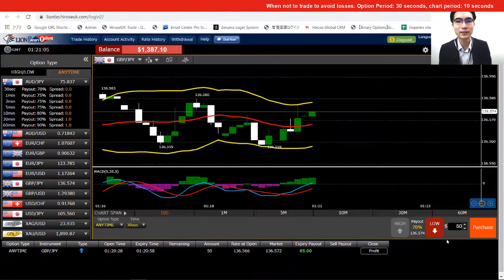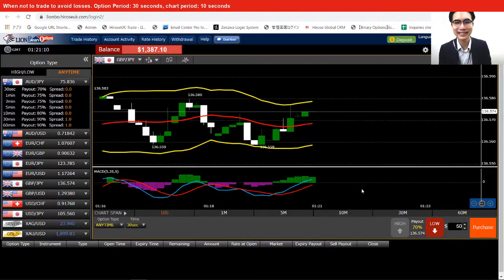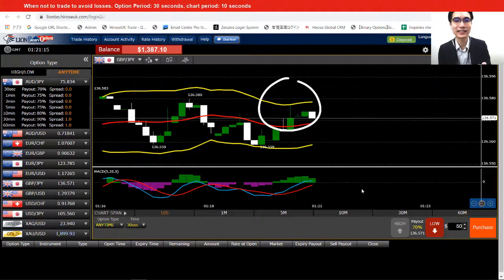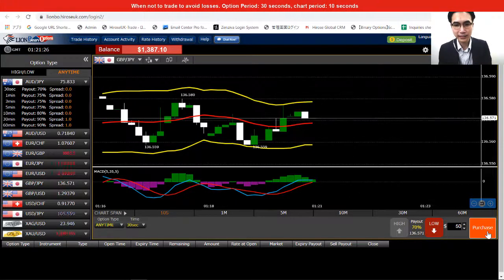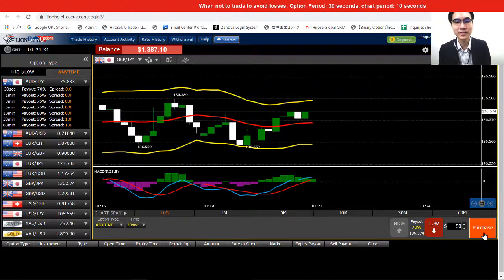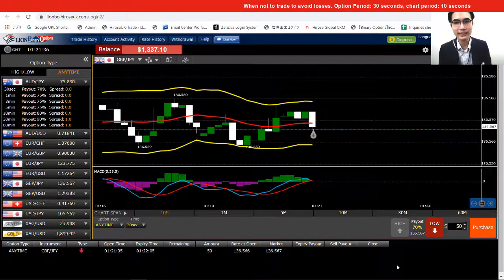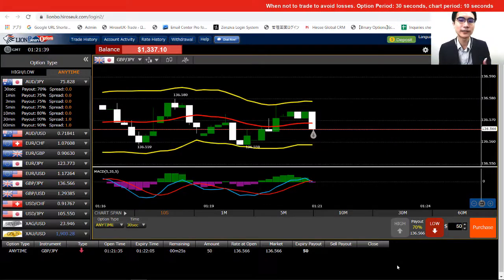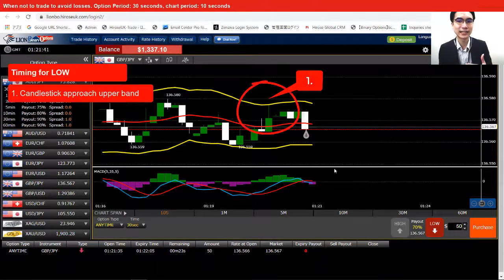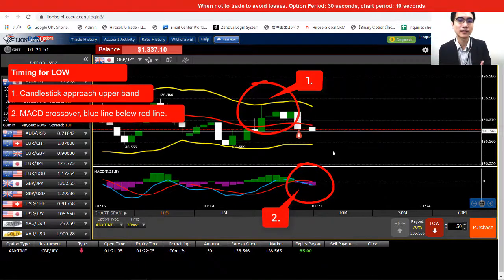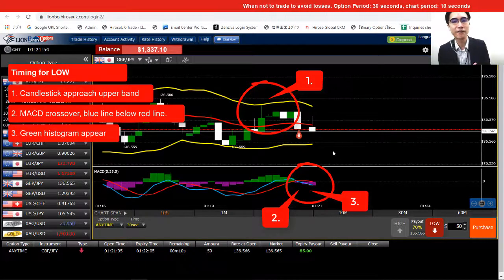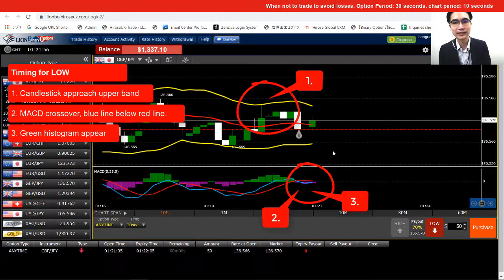I'm just going to browse a little bit more, and I guess I'm going to stay at this one here. As you see, the candlestick has touched the upper band, meaning my chance is coming. Just wait a bit more, waiting for the MACD to cross over. Now I placed a low. The timing for you to place a low is first you need to wait for the candlestick to approach the upper band, and then the MACD crossover. The blue line is below the red line, and at the same time I should have a purple histogram coming out, and that's what I did there.